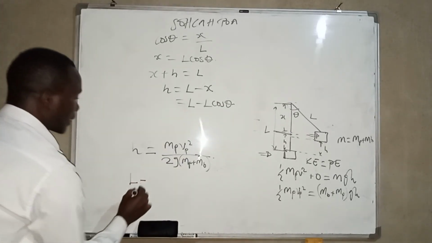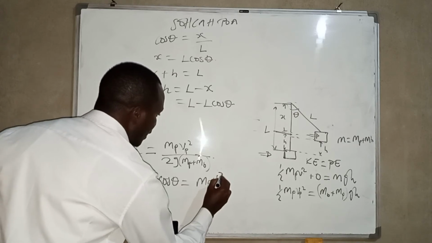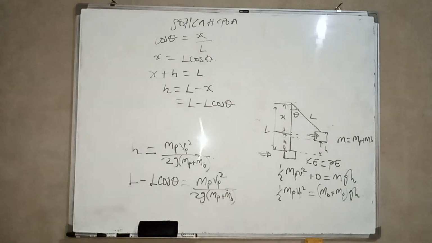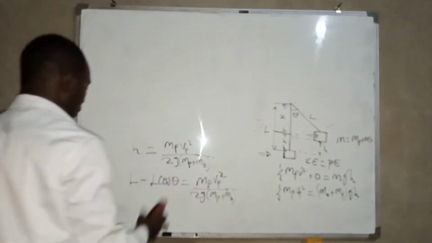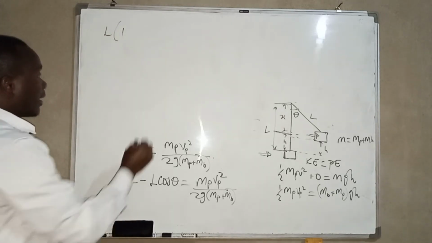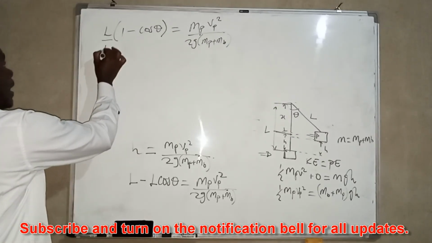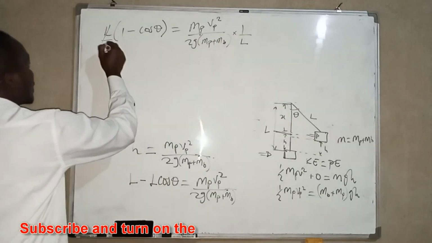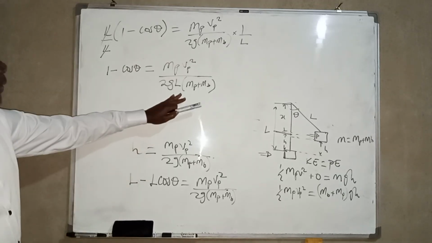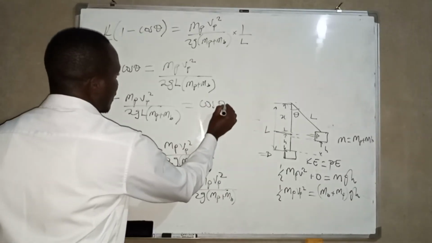We're going to have L minus L cos theta, which will give us mp vp squared over 2g (mp plus mb). L is common, so we can factor out L, then here we're going to have 1 minus the cosine of theta. We can divide it through by L, even here by L, so this and this will go. We're going to have 1 minus cos theta. So this one can come this side, and this one will be minus. So we have 1 minus this, which will give us the cosine of theta.